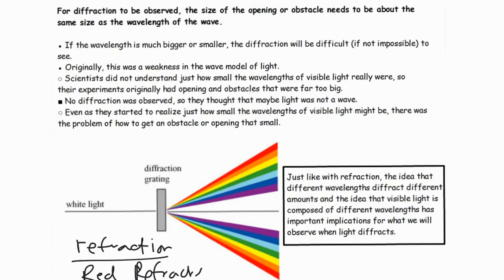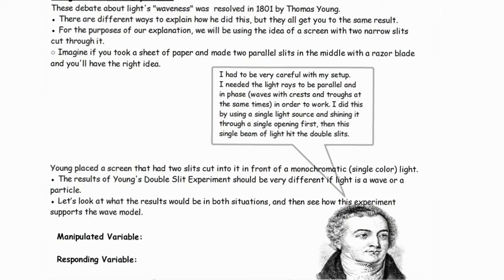For diffraction, that is different. Now it's flipped. So red actually diffracts the most, and shorter wavelengths like blue diffract the least. So it is flipped from refraction. So red refracts the least but diffracts the most, and blue refracts the most but diffracts the least. So it is flipped, and we keep that straight.